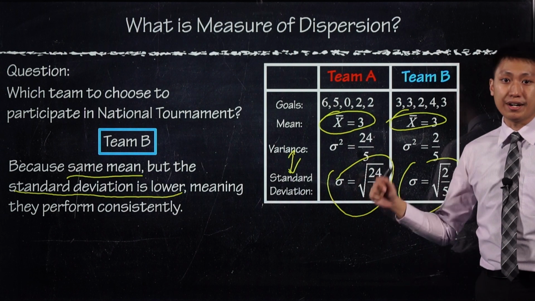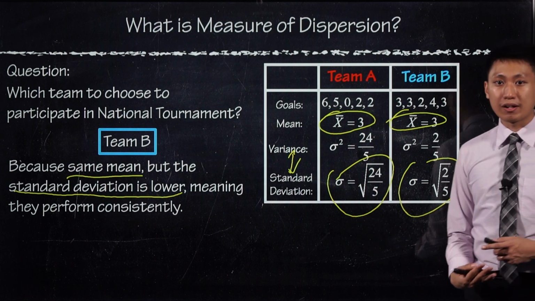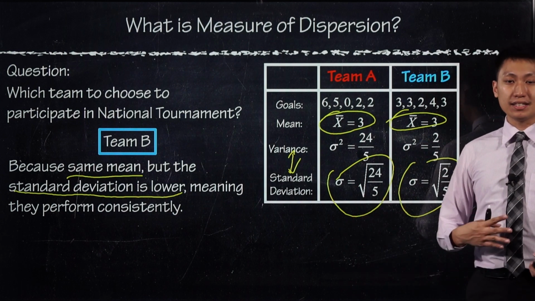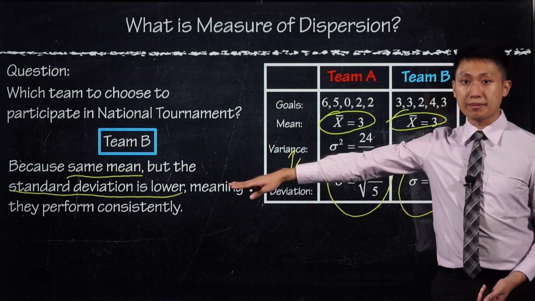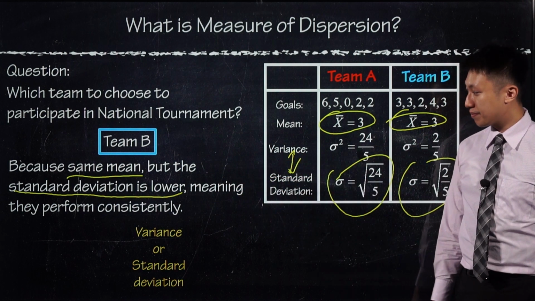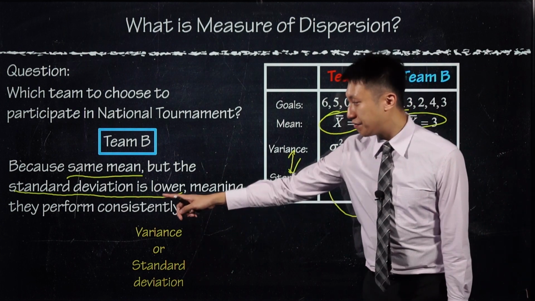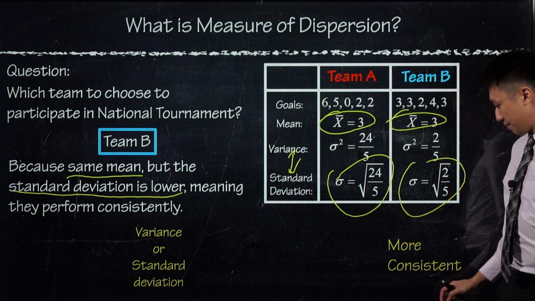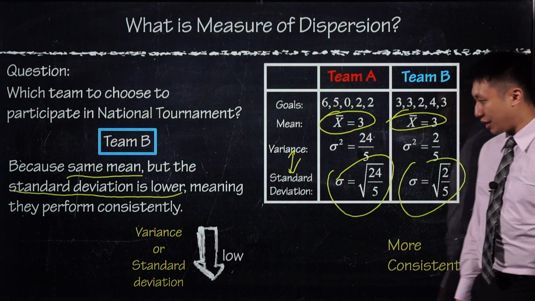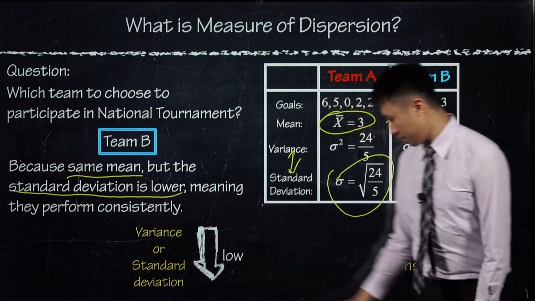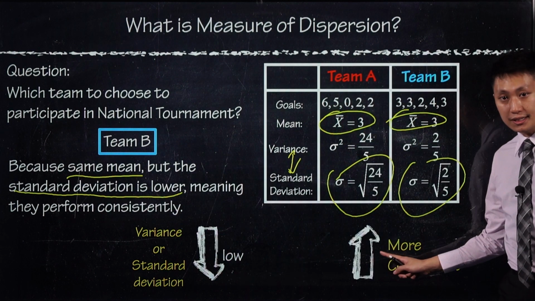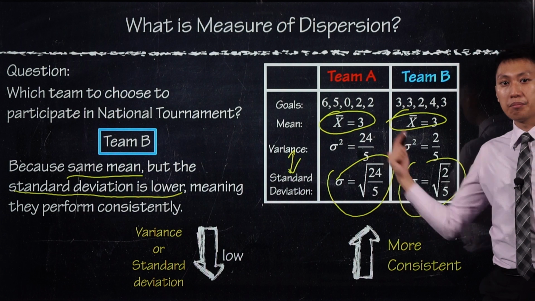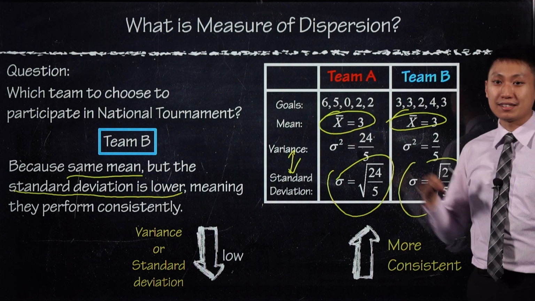So this is very important. Maybe after you calculate the variance and standard deviation, they'll ask you this question to compare, just like a real life application. So you have to explain this one. We have a summary here. For variance and standard deviation, when they are lower, it is more consistent. Just remember this one: low is good for variance. For mean, high is good, for this situation.